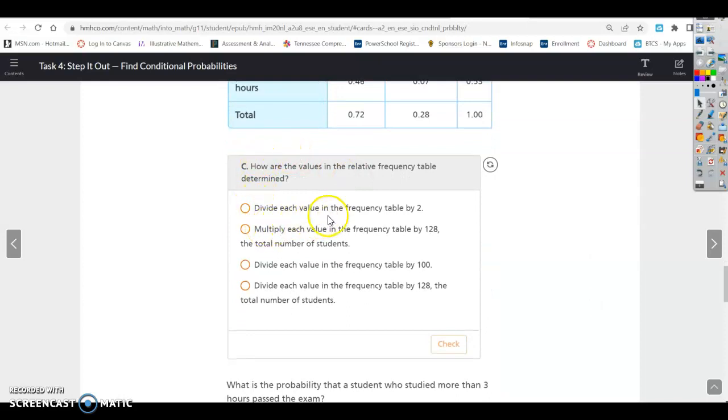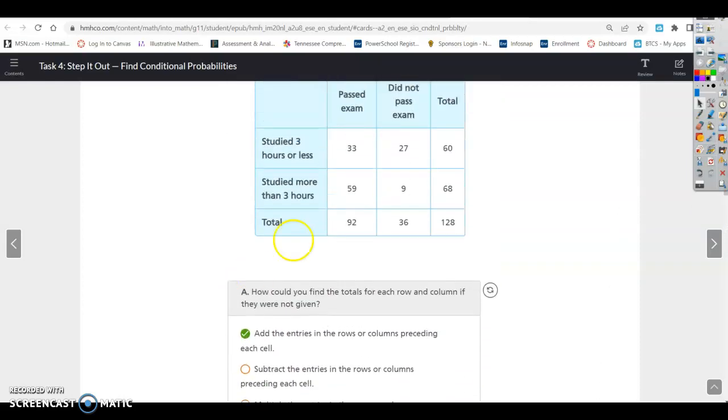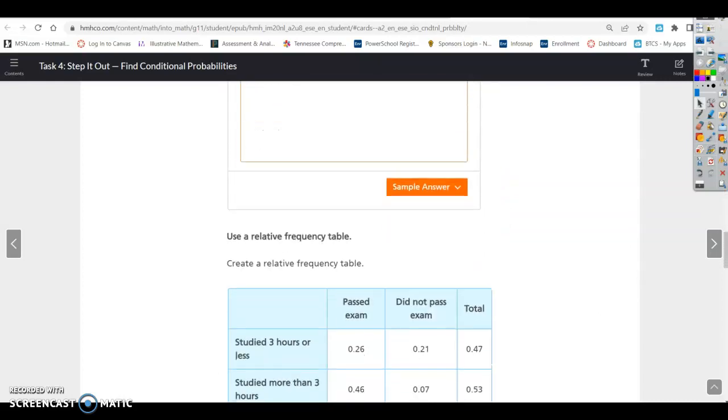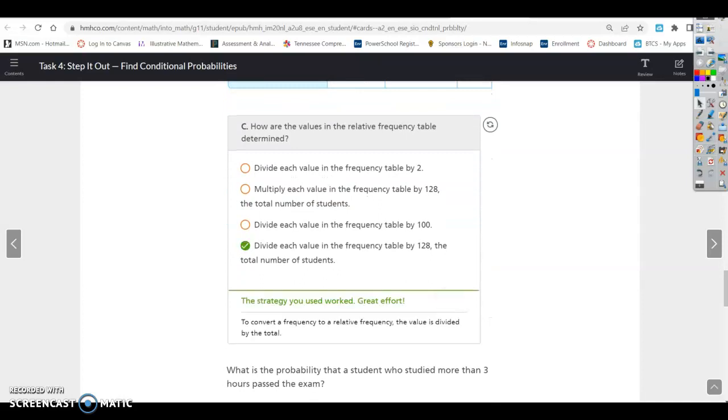So it says divide each value in the frequency table by 2, multiply the value in the frequency table by 128, divide each by 100, divide each value by 128, the total number of students. So that's it, because there were a total of 128 students that were given the survey or asked whether they studied to pass the exam or not.